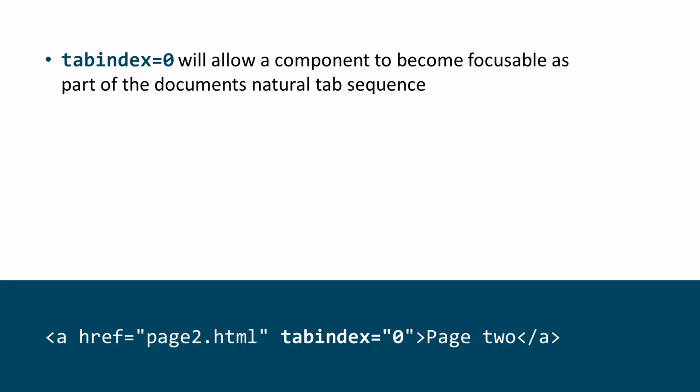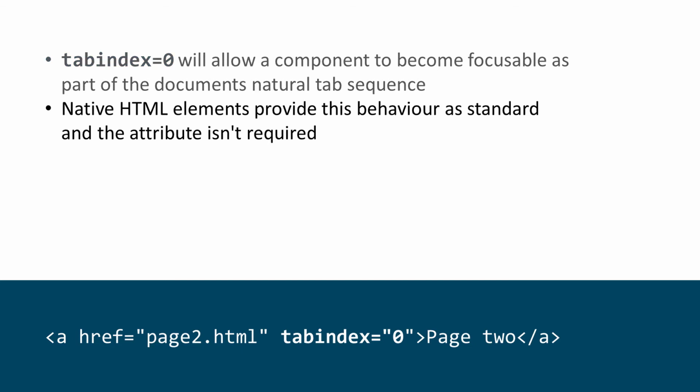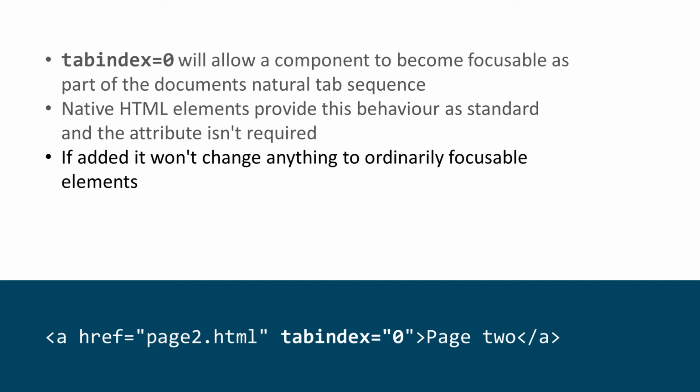Tabindex 0 will allow a component to become focusable and part of the document's natural tab sequence. Native HTML elements provide this behavior as standard, and the attribute isn't required to be added to those elements. If it is added, it won't change anything to an ordinarily focusable element, but it is redundant. This attribute and value are used when custom components are developed.